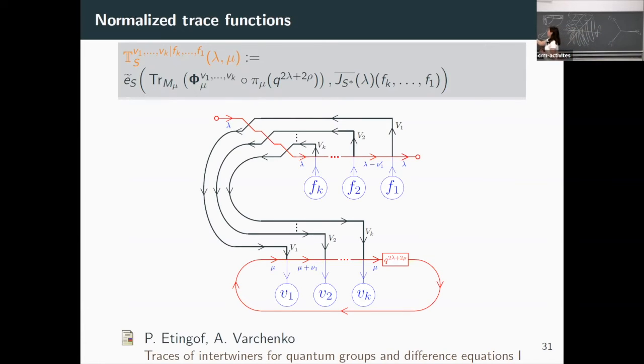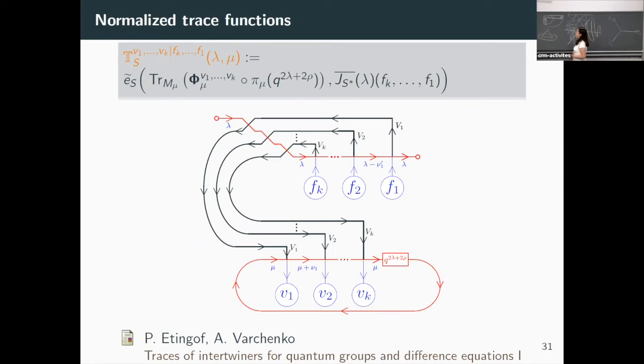This gives rise to the following pictures. So we have our trace functions. We have our dynamical fusion operator here on the top acting on the dual vectors, and I'm just taking a right evaluation to put both together. So these are normalized versions of the trace functions, and these were studied, in fact, by Etingof and Varchenko in their paper.